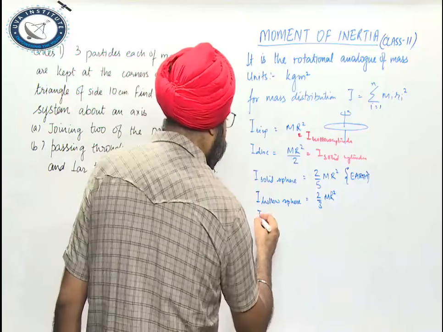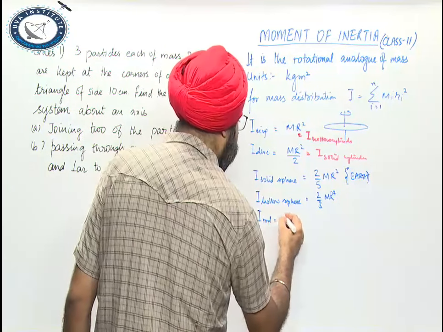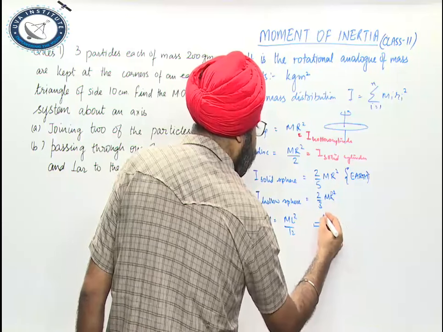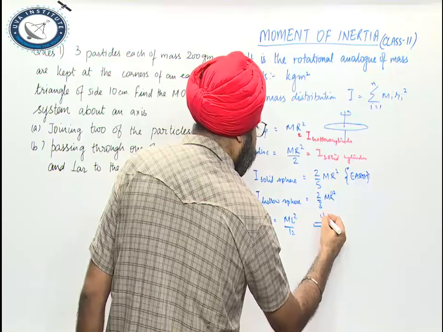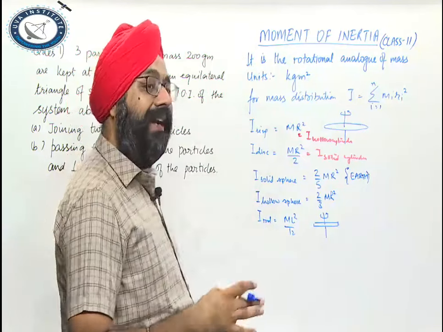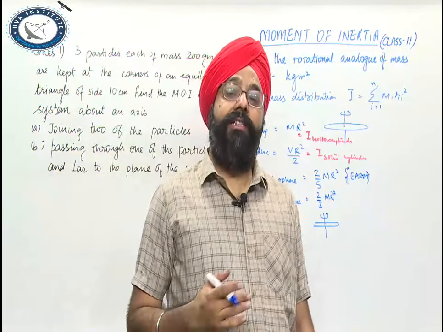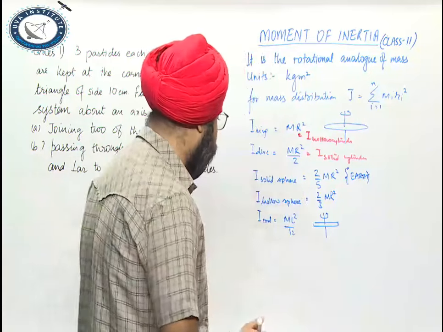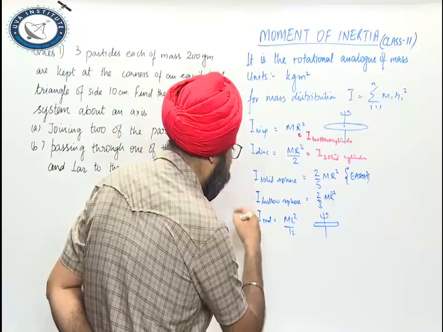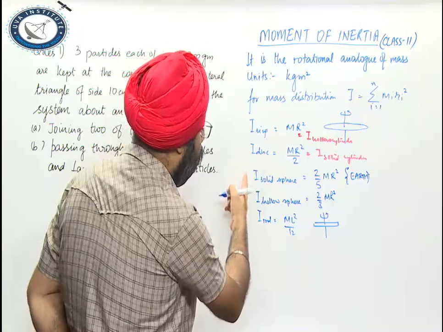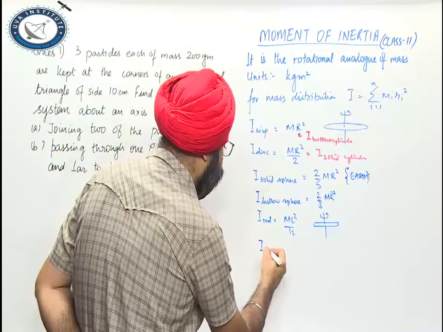So in case of a rod, ml square by 12, provided the axis is passing through the center and the rod is perpendicular. If the rod is inclined by an angle theta with the vertical, then it is ml square by 12 sin square alpha. In fact, that formula is not in our CBSE syllabus, so we are not talking about that right now.